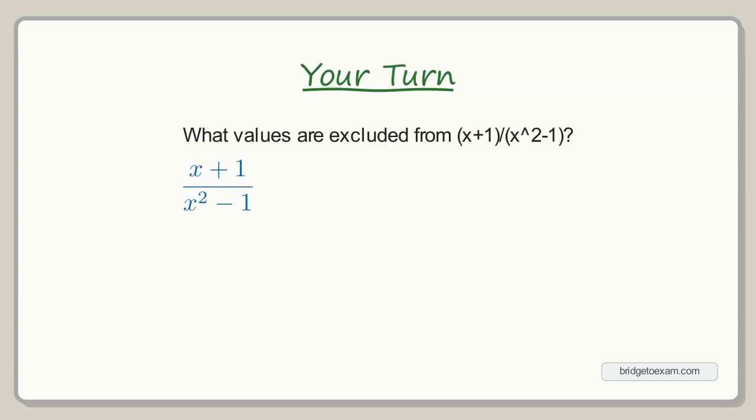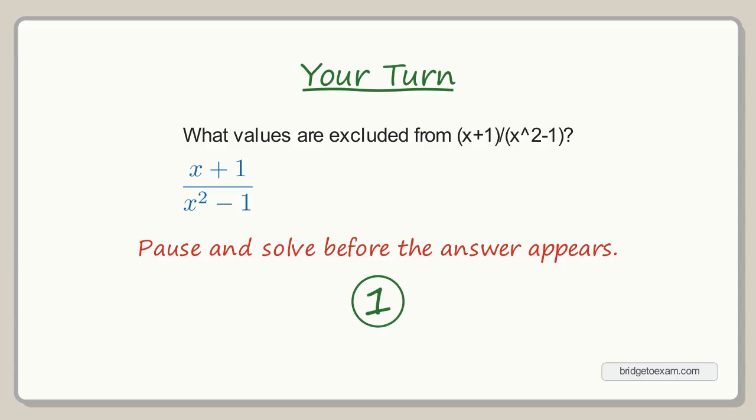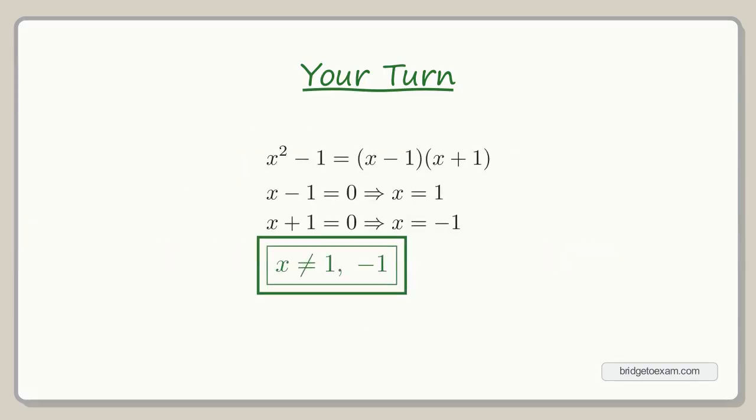Your turn. What values are excluded from x plus 1 over x squared minus 1? Pause the video and solve it. Here is the solution. Work line by line, then check the final answer against the original question.